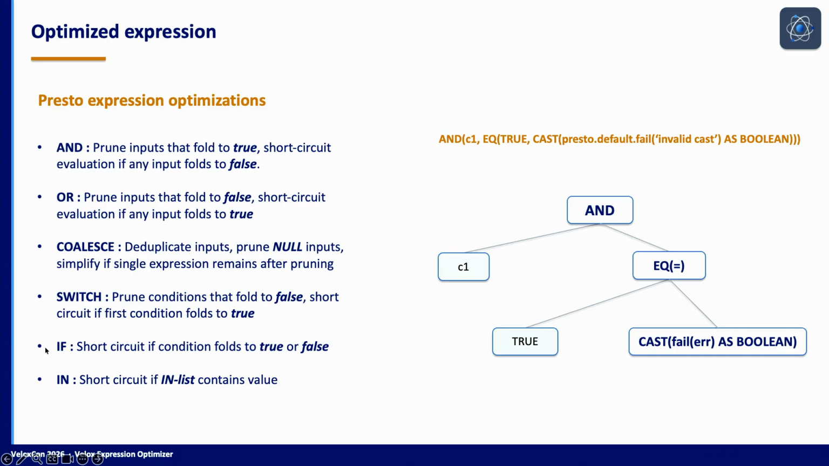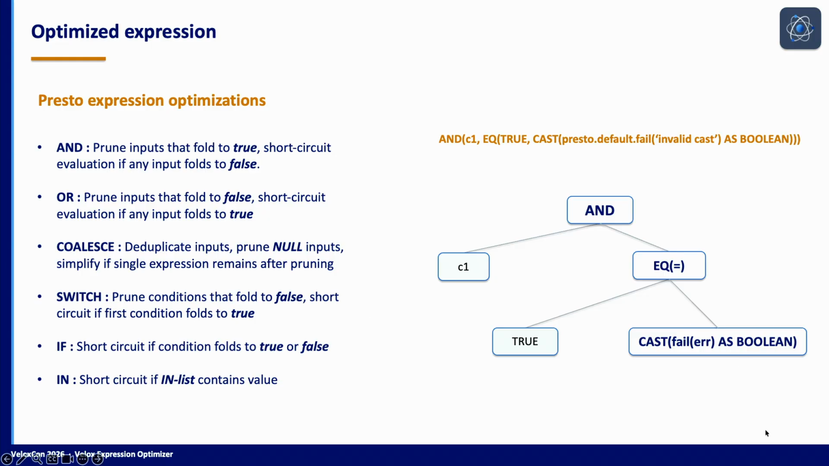If we saw that in an example, and for the in function, let's say the value that you're searching for in your in list is constant, but your in list has certain variables or column references in it. So constant folding will not be able to evaluate it, but if your in list has the constant that you're looking for inside it, you can still simplify that to true and short circuit evaluation entirely. And Presto does all of these.